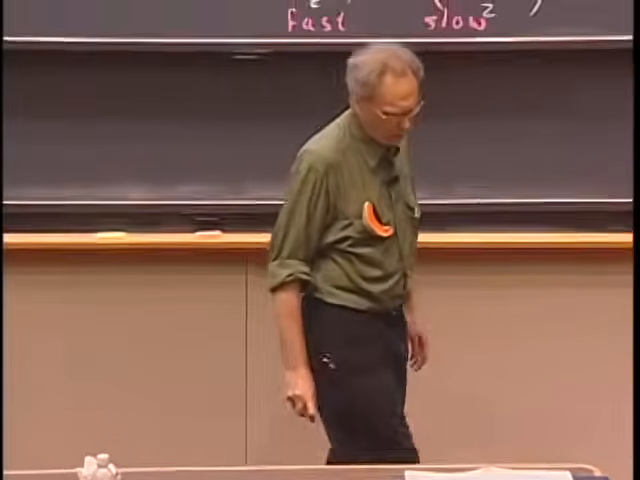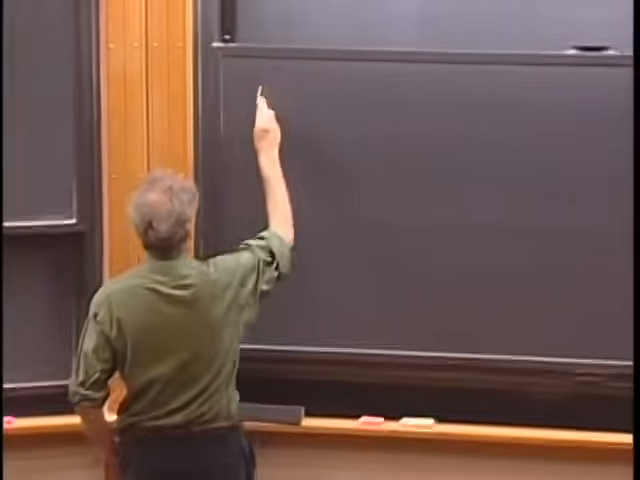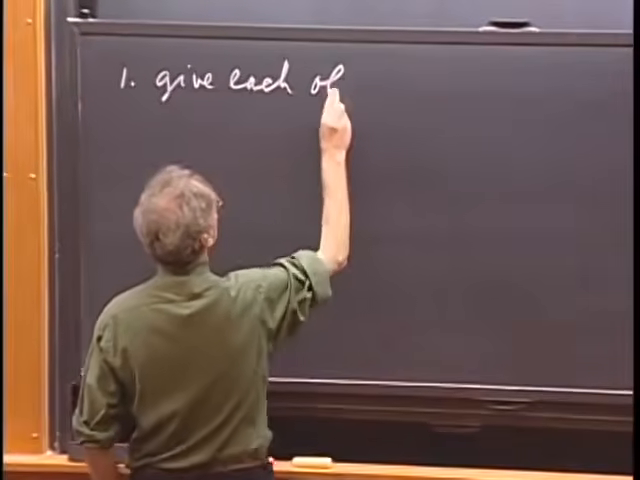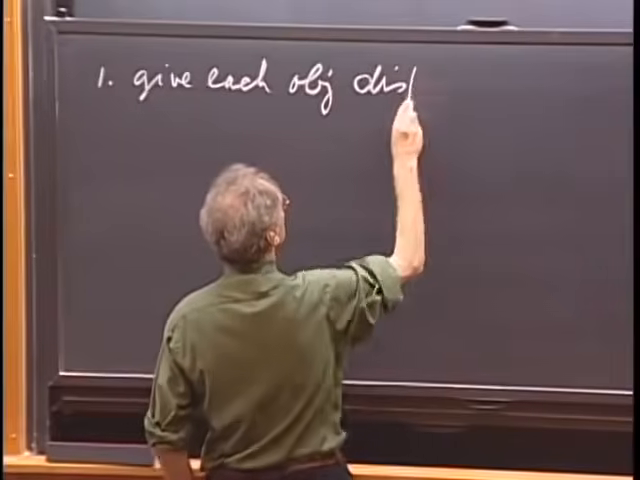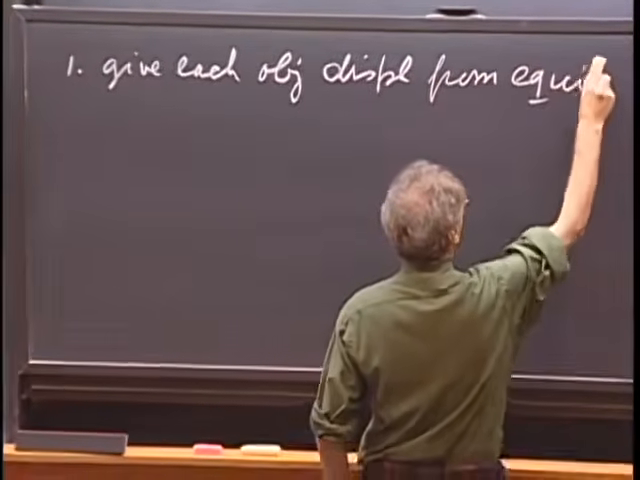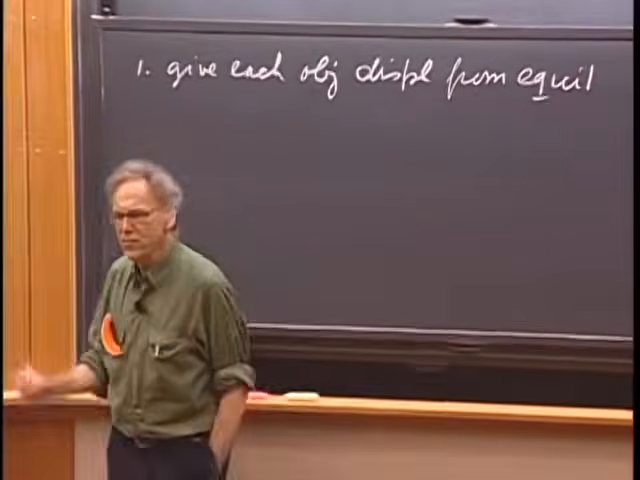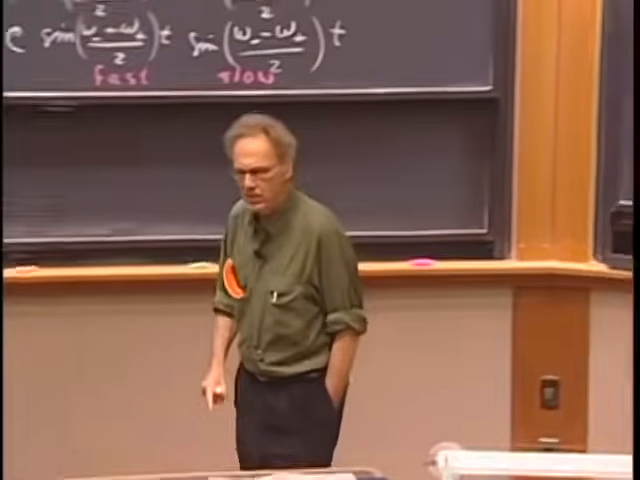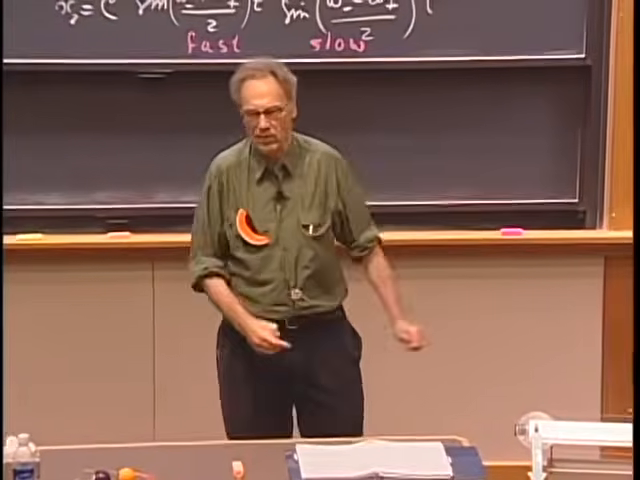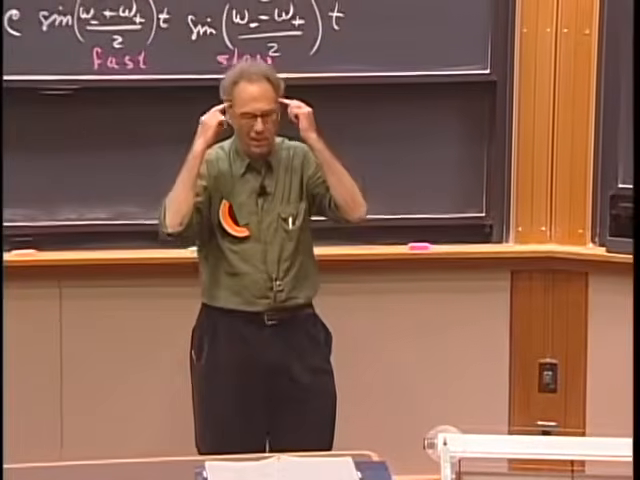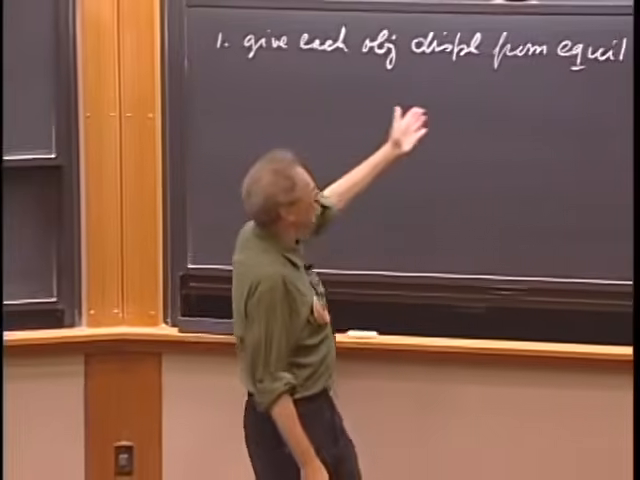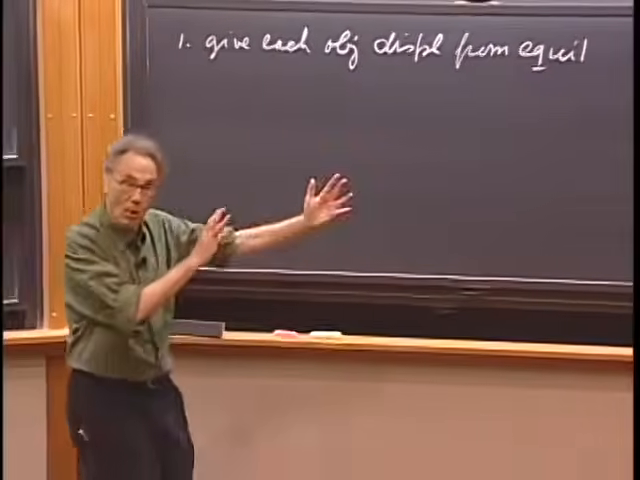So the first thing that you do, that's number one, you give each object a displacement from equilibrium. Even though you're free to choose the direction, I always, a matter of discipline, set them all off in the same direction. That's not a must, but that reduces the chance of mistakes. But you give them a displacement, and I always do them in the same direction.